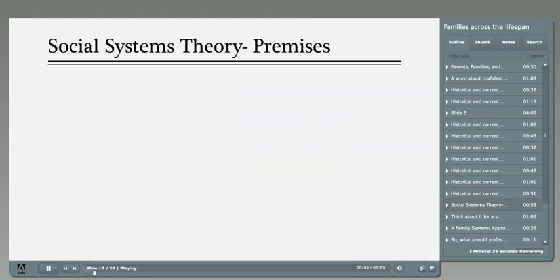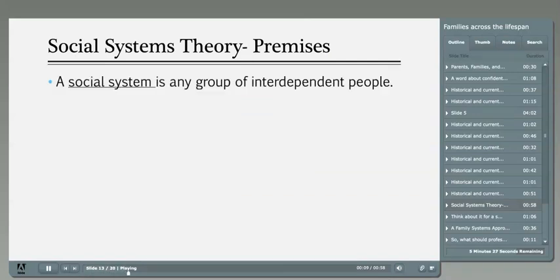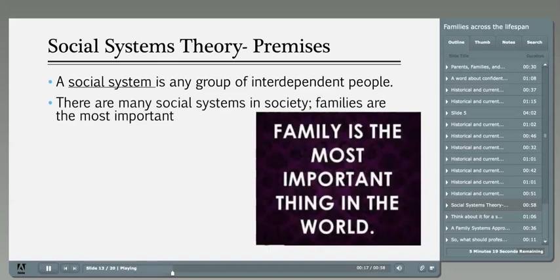Let's take a look at social systems theory and the premises of this theory. First of all, social systems are any group of interdependent people. This class is a social system because we are all dependent on each other. The most important social system in our society is the family because of the many functions they serve.